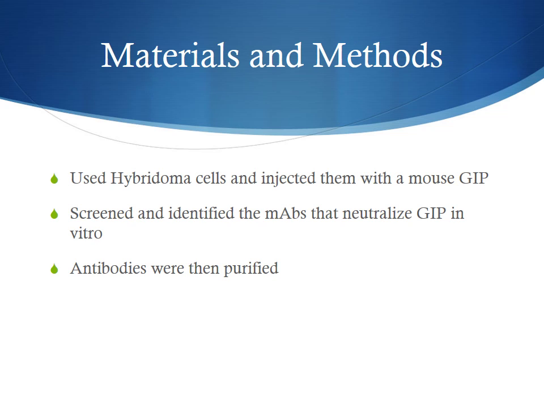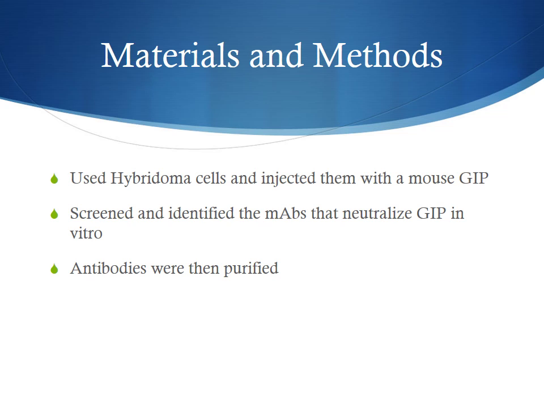For this experiment, they used hybridoma cells and injected them with mouse GIP. They used the last 17 amino acids of the polypeptide, and they injected them into the mice, or into the hybridoma cells, after 1 week, 4 weeks, 7 weeks, 10 weeks, and 2 weeks.